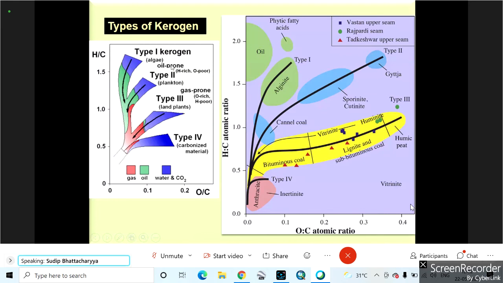It is oil prone. That means if any hydrocarbon source is there and we analyze it as type 1, we will be very sure that that kerogen will be oil prone, and that the basin from where the rock has been taken out is oil prone. So go searching for oil there. If it is type 2, it is hydrogen rich and oxygen poor. It is also oil prone, and some hydrogen rich part is there. Some gas is also coming over there. So it is oil and gas.